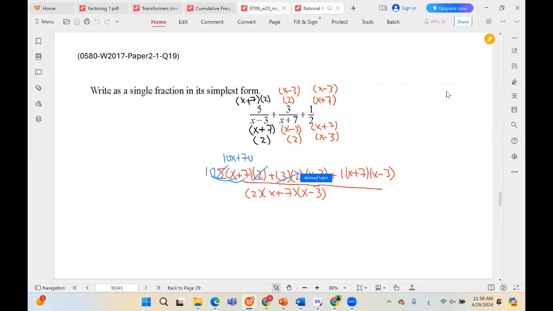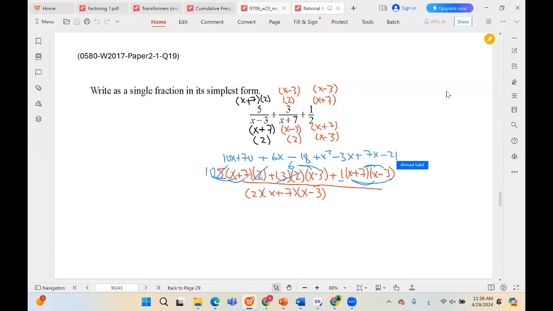These are the same as 6. So 6 times x, you get plus 6x, and 6 times negative 3, you get minus 18. And then here we just have 1, which is insignificant, so we multiply the brackets. So x times x gives us x power 2. X times negative 3 is negative 3x, plus 7x minus 21.